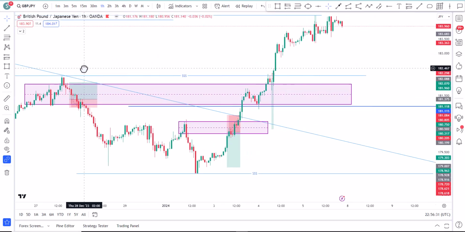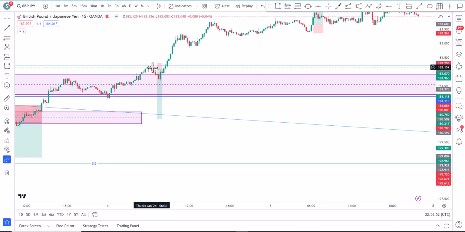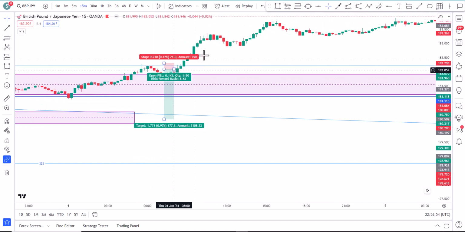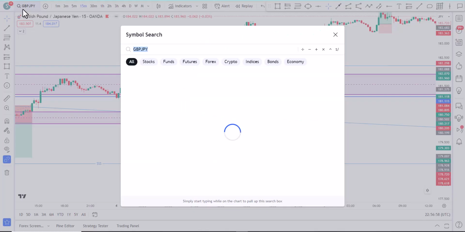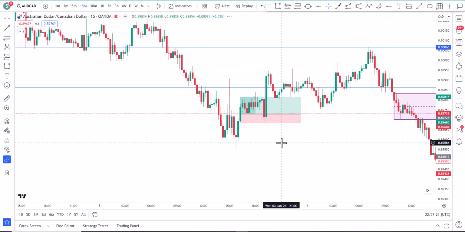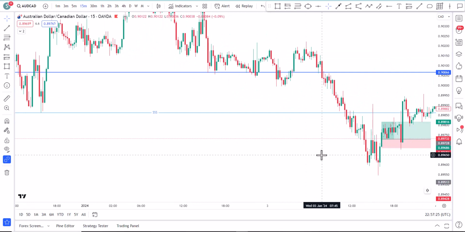Basically, there was a liquidity grab here. I swept this liquidity here, and then I was expecting a sell on this trade, but let's look at what happened. Price moved against me right here. Boom, it sold against me. So let's look at the USDCAD trade I also took. Let's look for that trade.